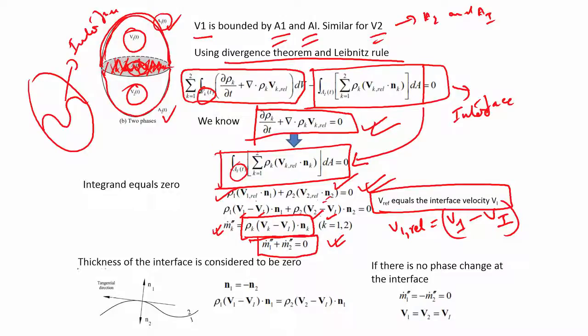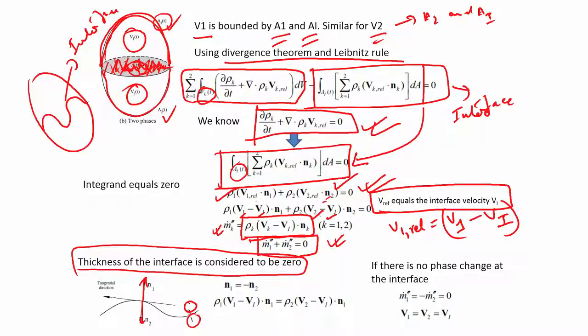Now, the thickness of the interface here has been considered to be 0. So, this is like a membrane, that is what we said, and if you take a look at this, this is a typical interface, this is n 1, this is n 2, this is interface, this is region 2, this is region 1, this is the tangential direction. So, n 1 is basically the negative of n 2, one surface normal is the negative of the other. So, naturally this equation can be rewritten in this particular form.